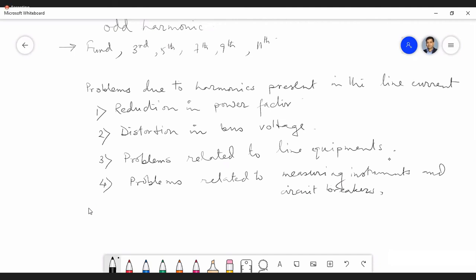Okay, so these are the problems related with the power systems only. There are other problems as well, but that is out of scope. Okay, so if you have any question, you can ask, whatever we have discussed today. On that, if you have any question, you can ask.